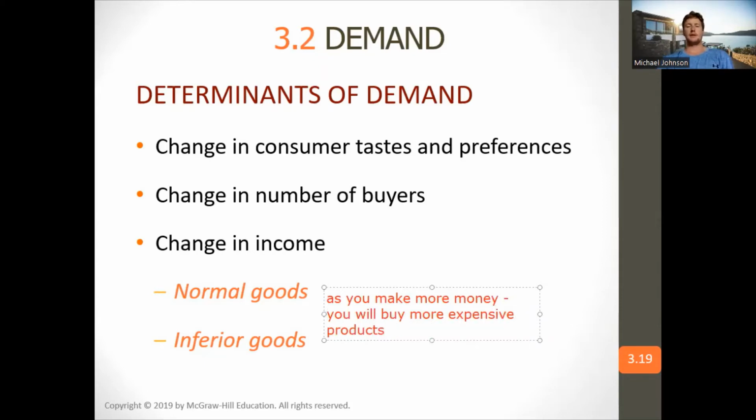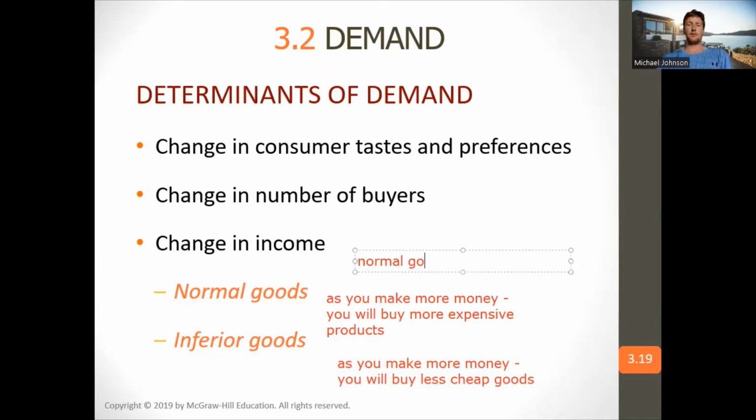And then inferior goods: as you make more money, you will buy less of the cheap goods. So normal goods are expensive, and inferior goods are cheap. Can anyone think of an example of an inferior good, or an example of a normal good?